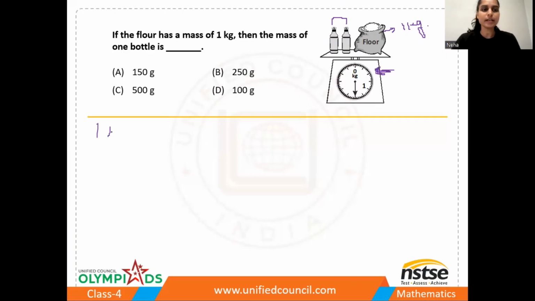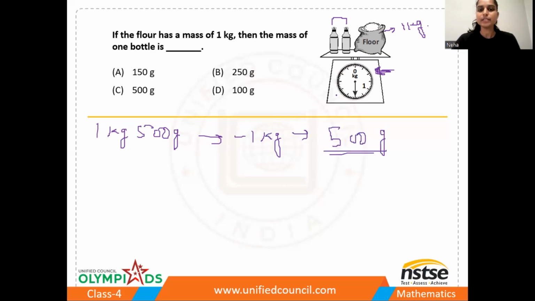That this is 1 kg and 500 grams, right? So in this, the weight of the floor is 1 kg, right? So if I subtract 1 kg from 1 kg and 500 gram, it will be 500 gram, right? That means the weight of two bottles is 500 gram, right?